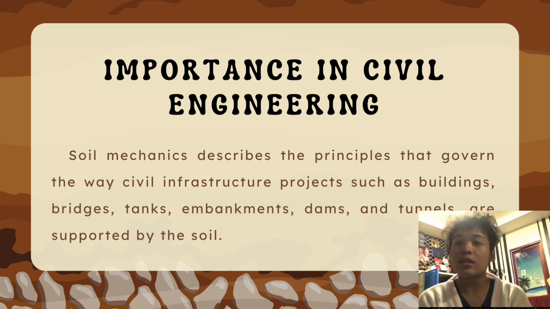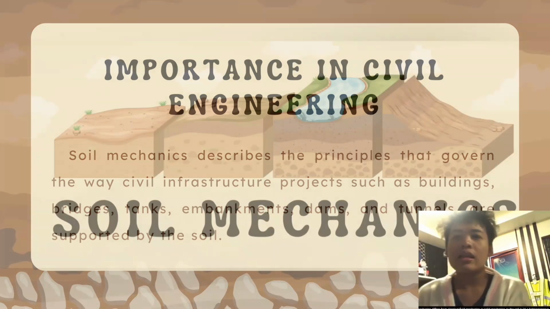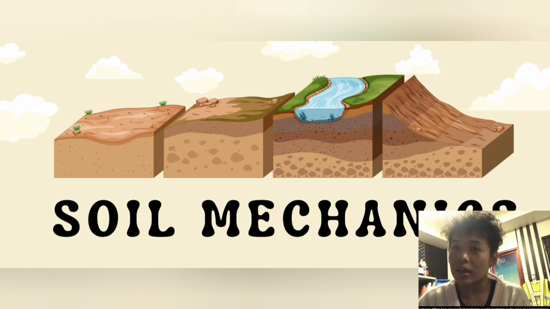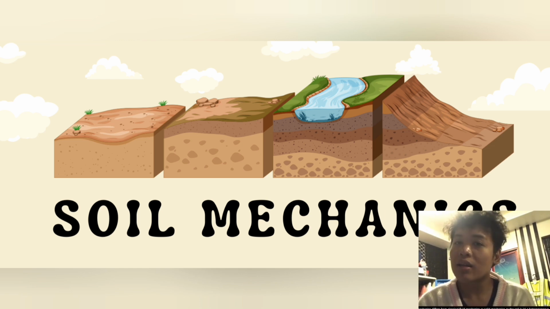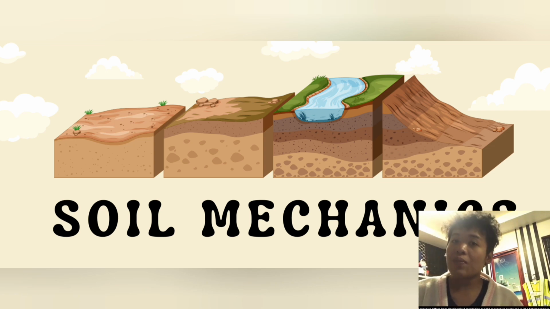Soil mechanics is critical in civil engineering as it describes the principles that govern the way civil infrastructure projects such as buildings, bridges, tanks, embankments, dams, and tunnels are supported by the soil. Soil mechanics differs from classical fluid mechanics or solid mechanics, as soil is a heterogeneous mixture of solid particles like gravel, rocks, sand, silt, and clay, liquid, and gas, and is a particulate material. Understanding and predicting soil's behavior is complex as it is stress-dependent and nonlinear.